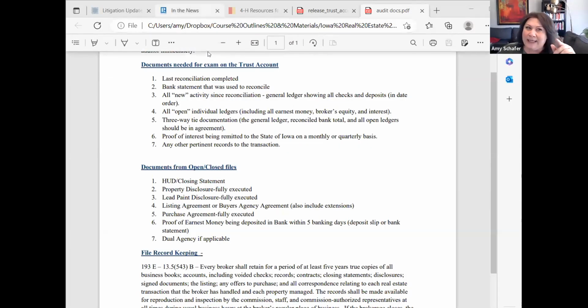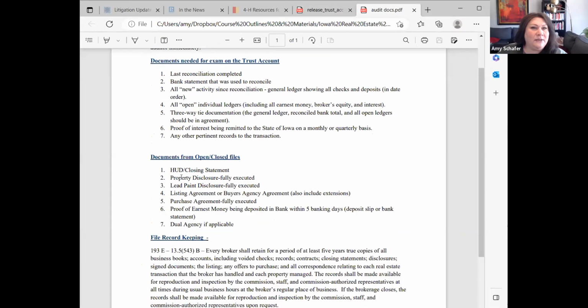So that people can see that. I don't know, this is something you had sent to me during the process of just documents needed. Yep, correct. And then this was the list for trust accounts. This was a list for closed files. Correct. I mean, she's referenced this 13.5 here as well.